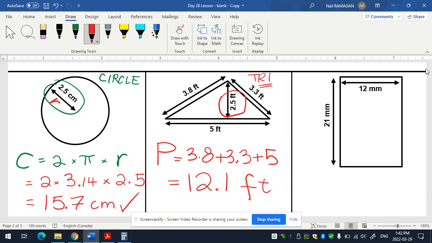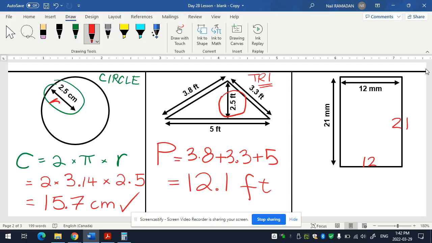How about this shape? Come on. Rectangle. How special is a rectangle? Each two opposite sides are equal. So, yep, there you go. Now, you don't technically have to show me that this side is 12 and this side is 21. It's understood. But if you want to show yourself, great.